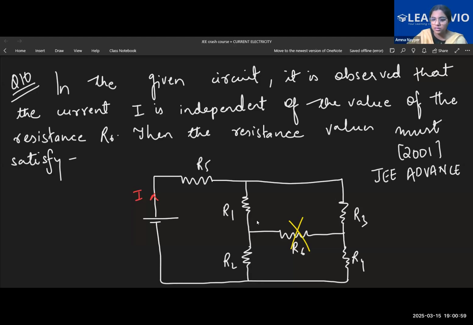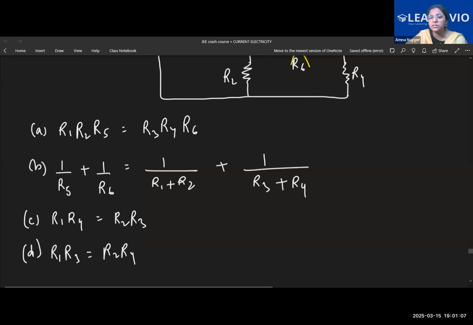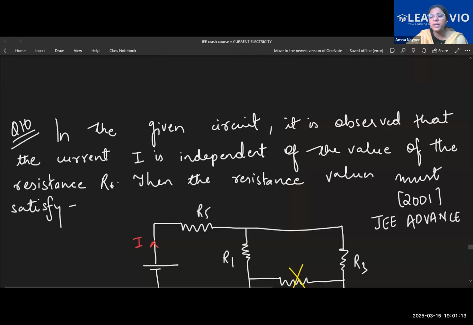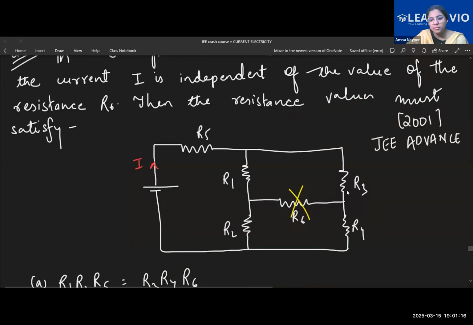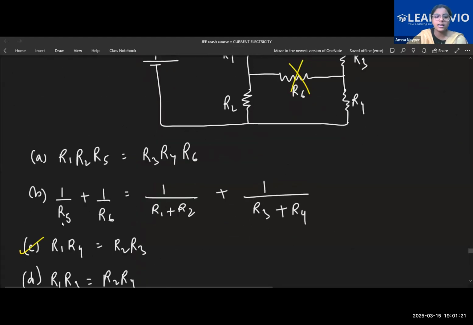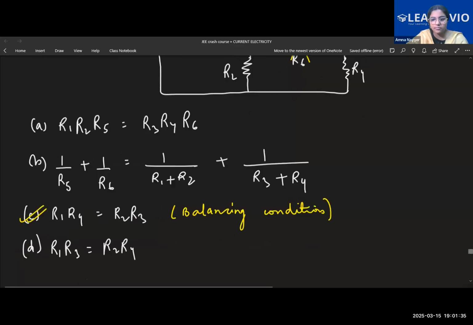What kind of circuit is it? It's again a Wheatstone bridge. This part is a Wheatstone bridge. Forget R5. You don't need to calculate the equivalent resistance. Why? Because look at the options. If it is saying that I is independent of the value of the resistance R6, it means the Wheatstone bridge condition is satisfied. So you can say R1 into R4 is 2 into R3, because this is the balancing condition of the Wheatstone bridge. Did you get this? Yes, ma'am.